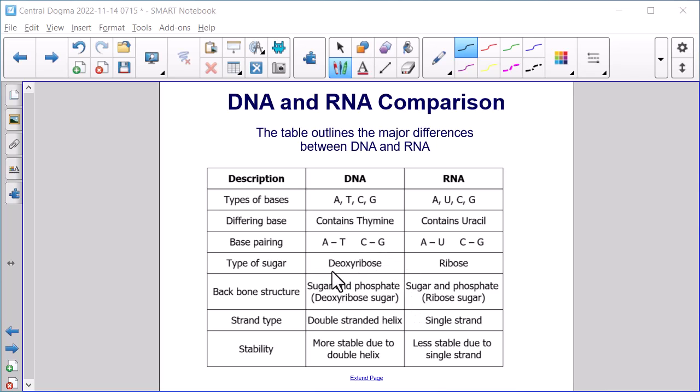DNA contains the sugar deoxyribose. RNA is ribose. The backbone structure for DNA is sugar, the deoxyribose sugar and phosphate. The sugar phosphate backbone in RNA is ribose and phosphate. DNA is a double-stranded helix. RNA is a single strand. DNA is more stable due to the double helix. RNA is less stable due to the single strand.